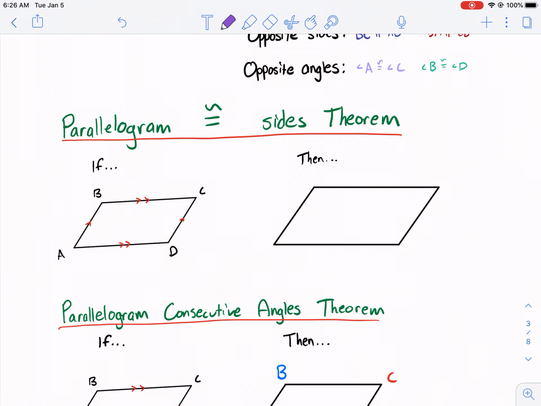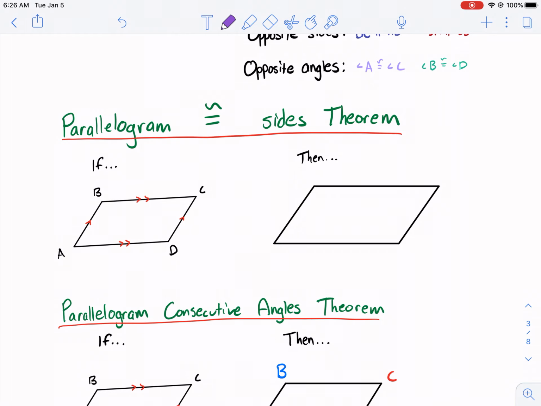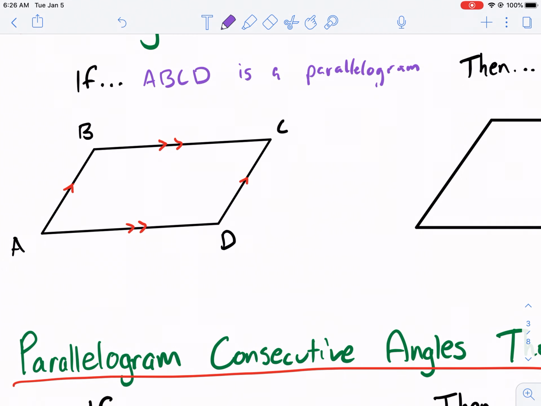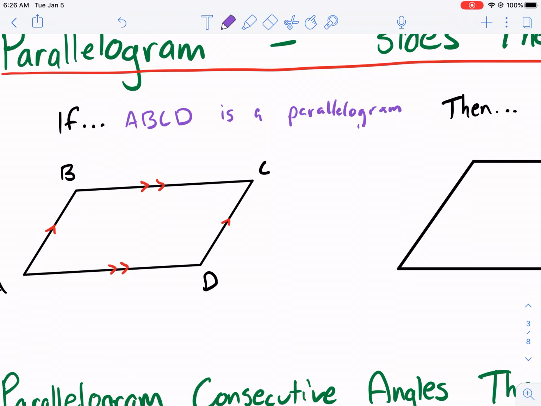First one. Parallelogram congruent sides theorem. This is congruent, okay, so just wanted to shorthand it. Congruent sides theorem. If, and this is an easier way to write this, I'm going to show you in just a second. If ABCD is a parallelogram, how do I know this is a parallelogram based on the diagram? Lots of grams going around here. The diagram shows it's a parallelogram because opposite sides are parallel. That's all you need to know it's a parallelogram, okay? So ABCD is a parallelogram.